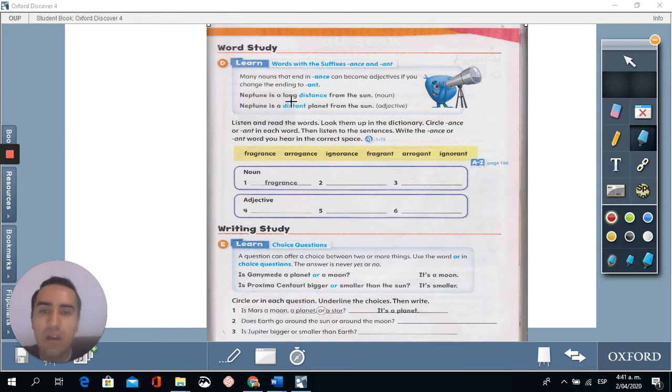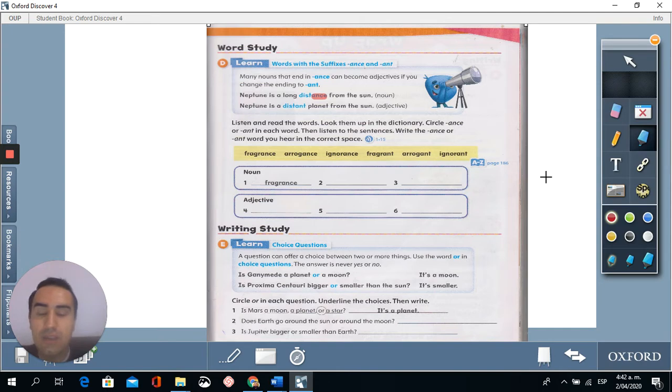Neptune is a long distance from the sun. In this case, we're talking about a distance. We're talking about kilometers, miles, meters from one area to another, from Neptune to the sun. So this is a noun. We're talking about distance. And then we have the other example where we are changing the ending, the suffix ance. I'm going to highlight it so we can see it. The suffix ance.